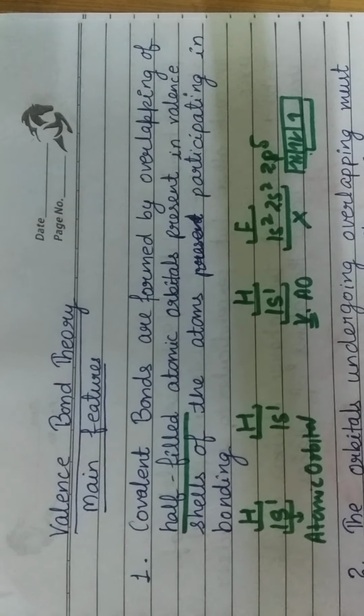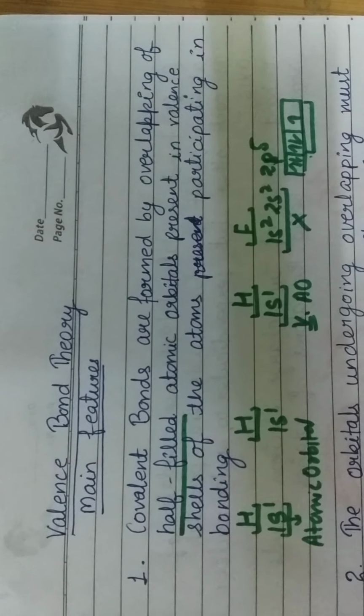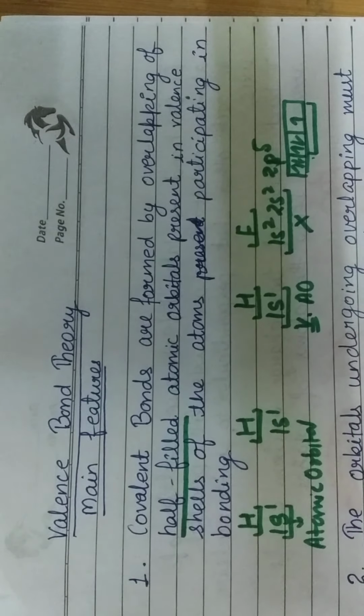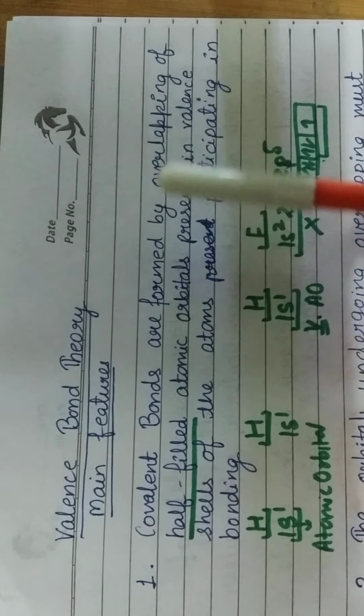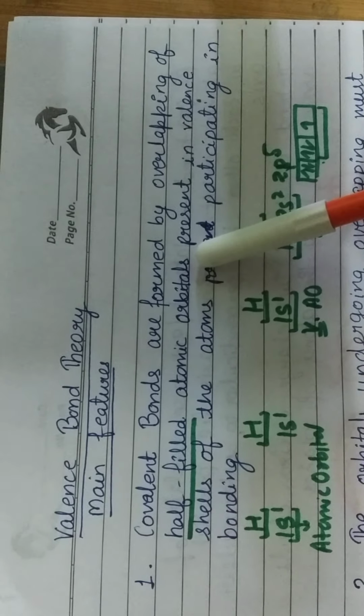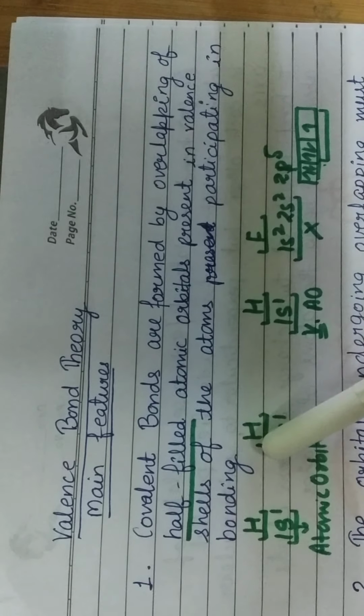Now continuing with the valence bond theory, we will discuss the main features of valence bond theory. The first feature is covalent bonds. They are formed by overlapping of half-filled atomic orbitals present in valence shells of the atoms participating in bonding.